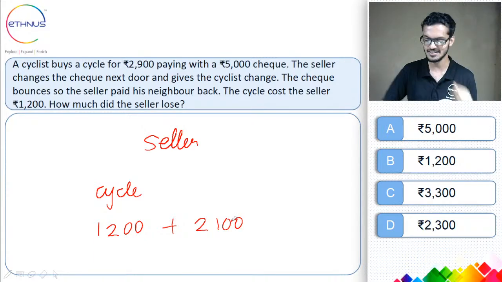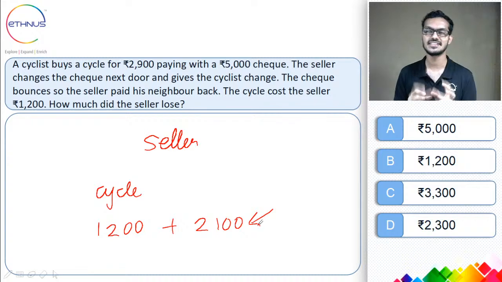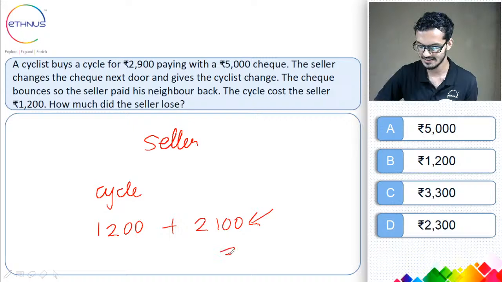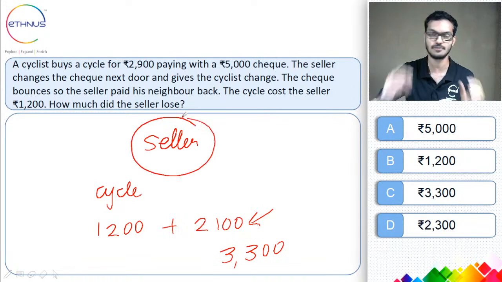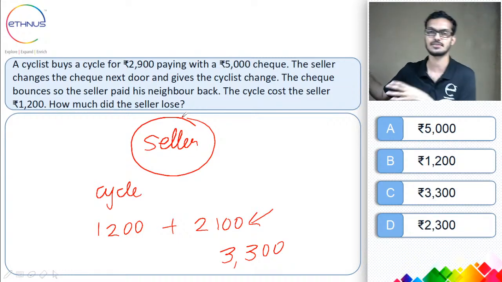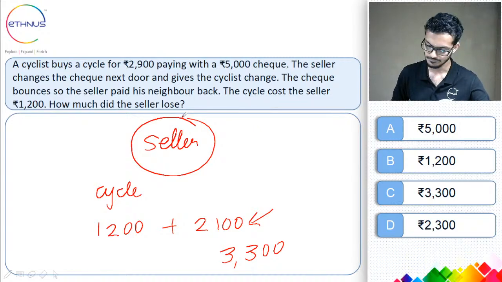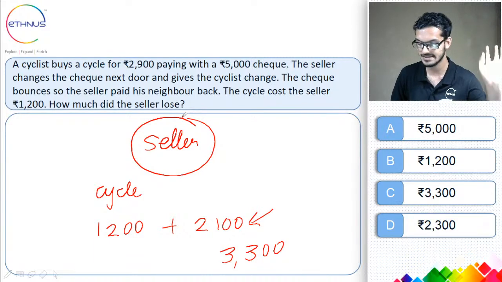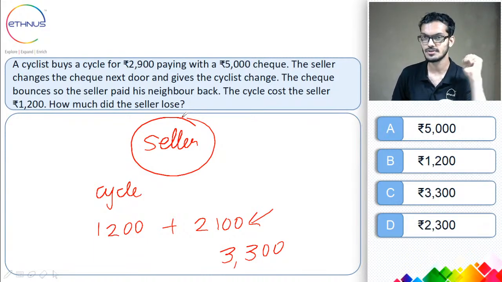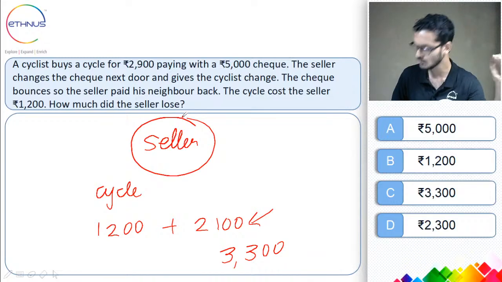So that is also a loss, right? Because he is putting it from his pocket. So these two are the losses that the seller is facing, and the sum of these two will be 3,300. So that's it. This was only from the perspective of the seller. Don't forget about the cyclist, because the cyclist will definitely make money from there. So the answer is 3,300. Okay, 3,300 is the correct answer here. So the seller is losing only two things. One is the cycle, as well as a certain amount of money from his pocket because he needs to make up 5,000 and give it to the neighbor.